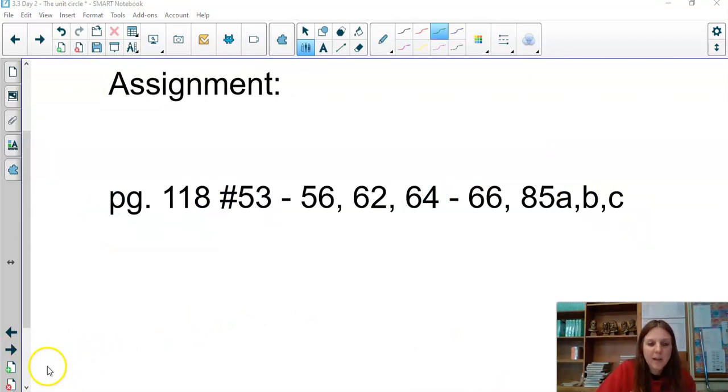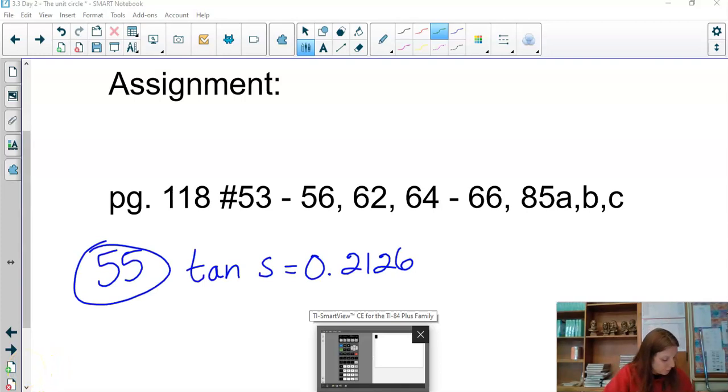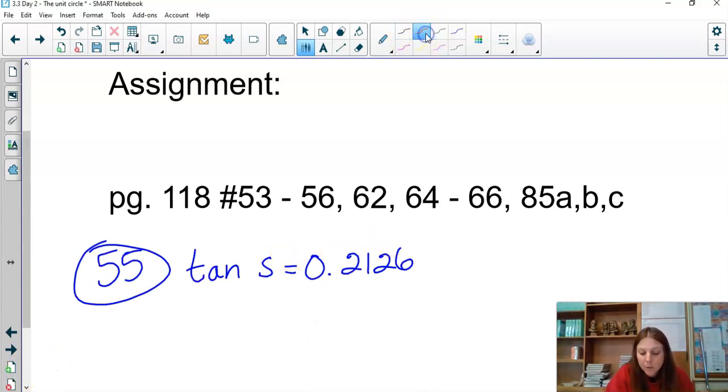Here's the assignment set, and I want to do number 55 with you. When we're doing these, we're looking for the value of S. S, when you were doing these, was the angle. So for number 55, we're finding the angle. This is not on the unit circle, so this is not like the one we just did where we could look it up on the circle. For these, you're finding the calculator approximation. So you're going to use the calculator.